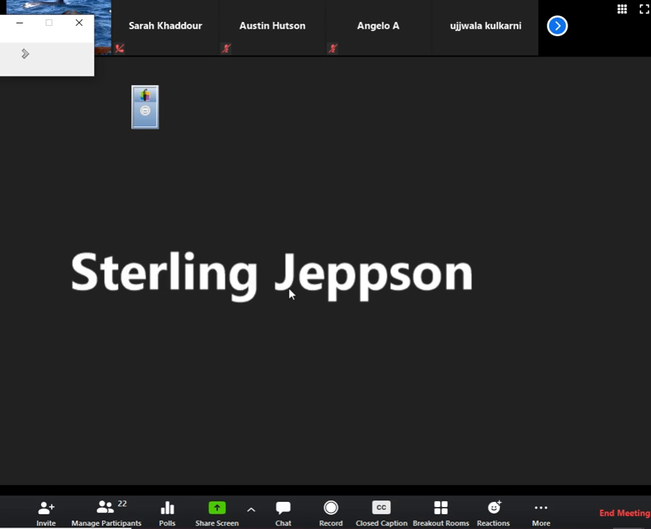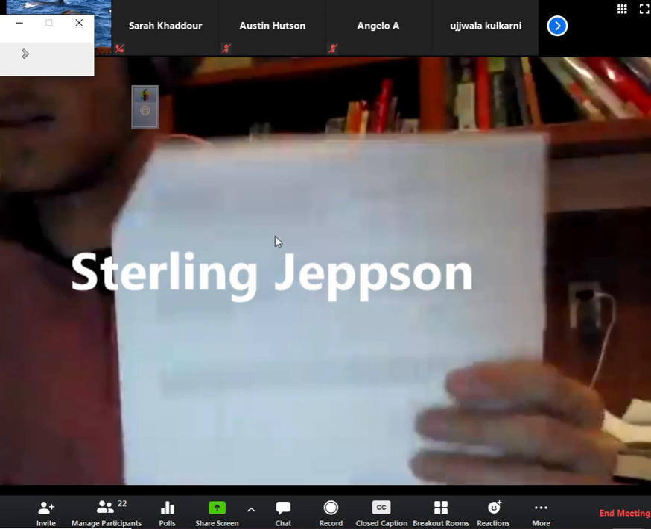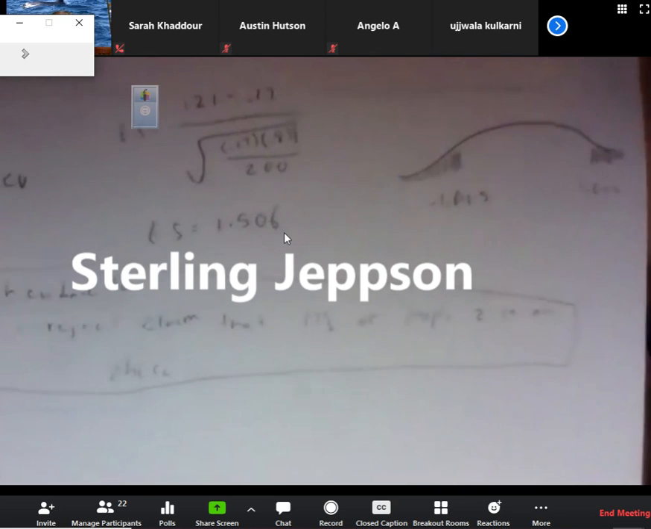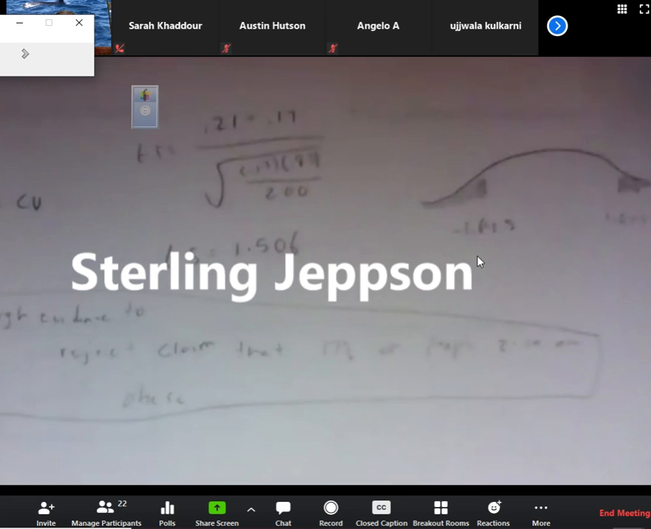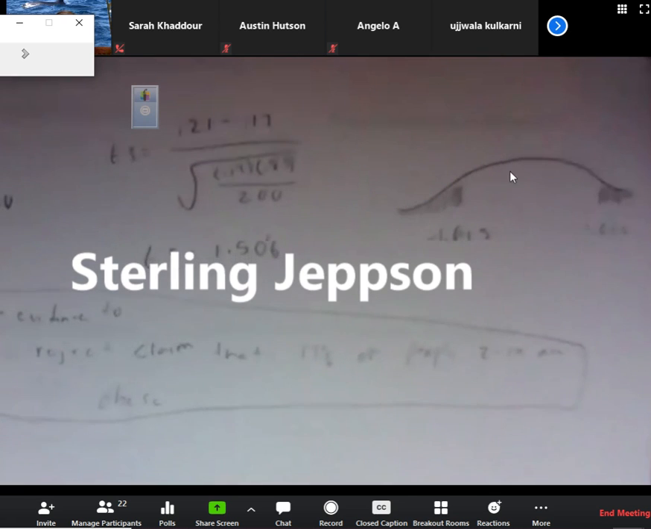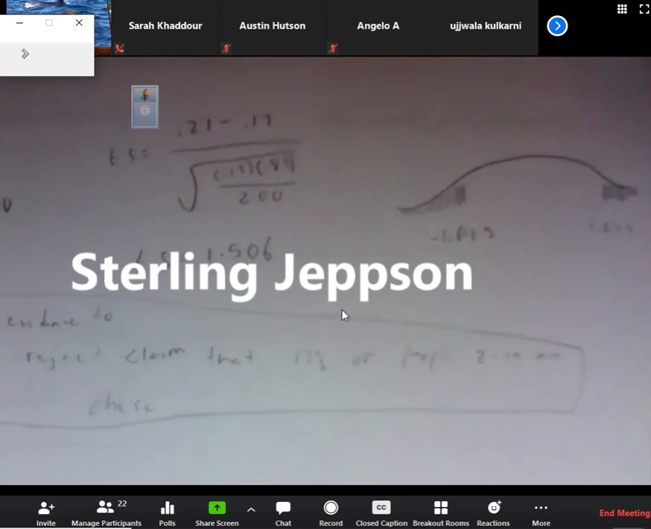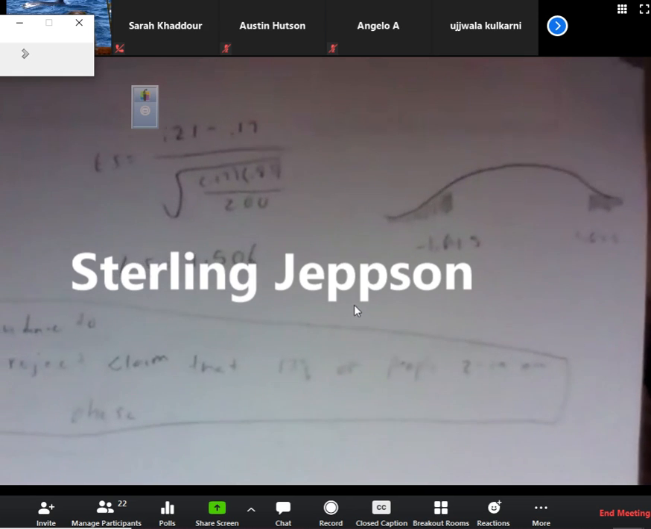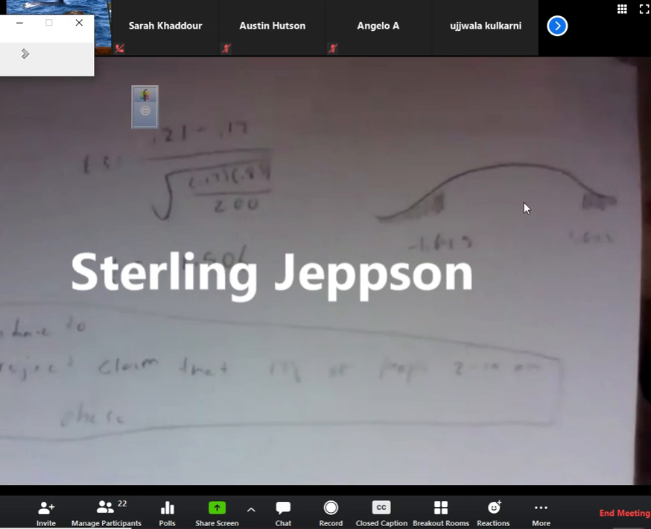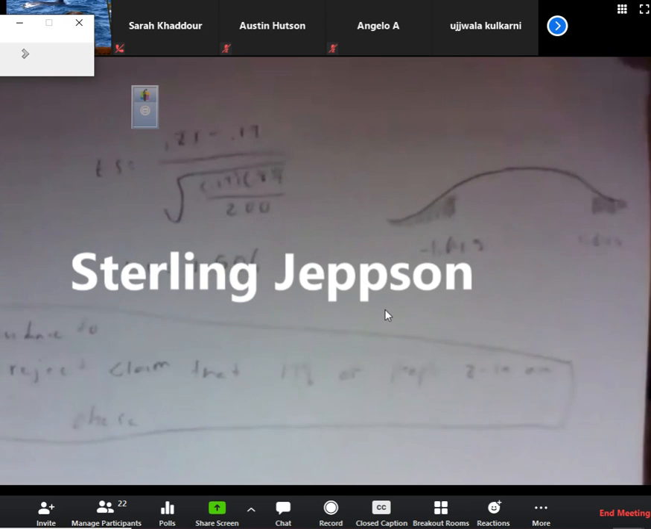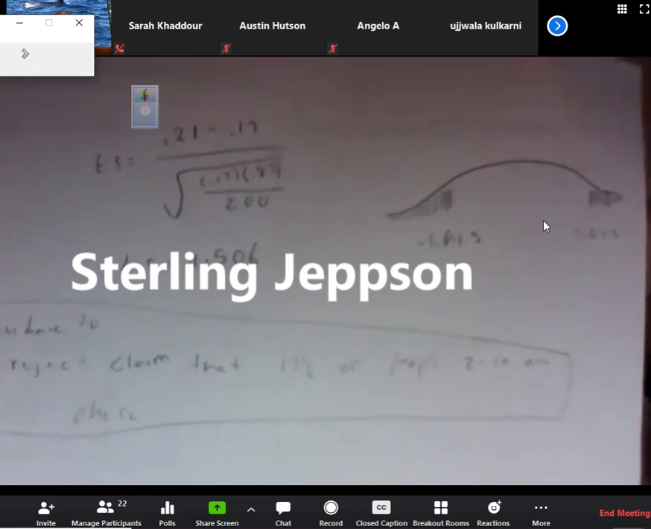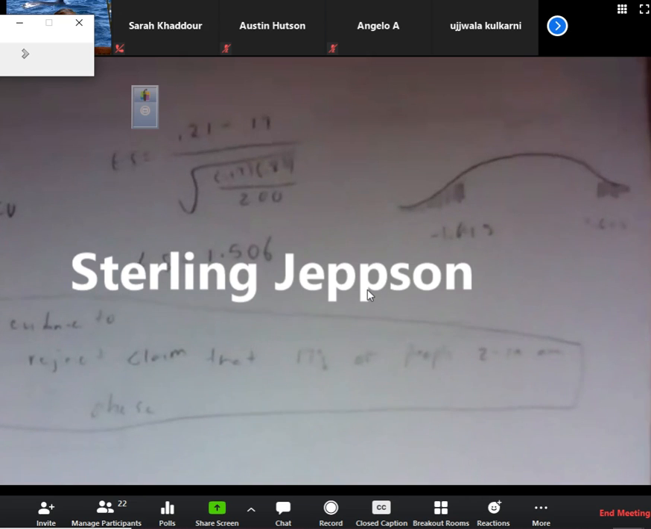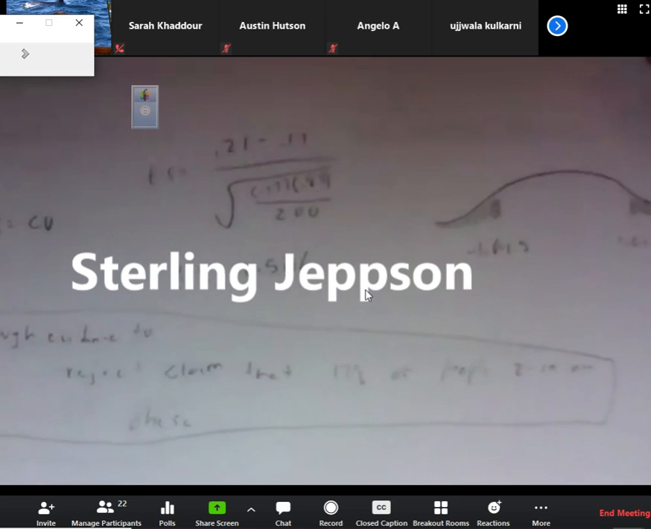Can you hold up your picture again? If you look at this picture, you'll see that 1.51 would be in that white area, which is the non-rejection area. And if it's in there, then it could well be that that 17% is the population. So it's really hard to tell since it's in that region. So there's not enough evidence to reject it. It could be that.